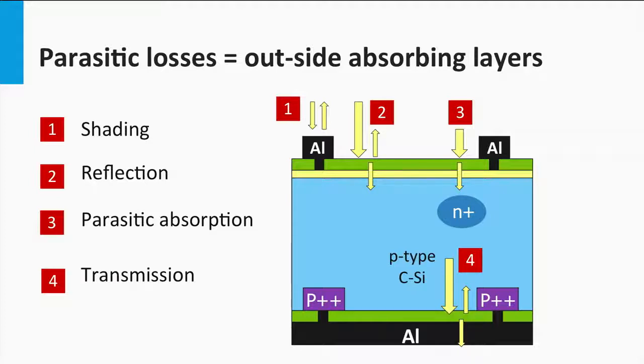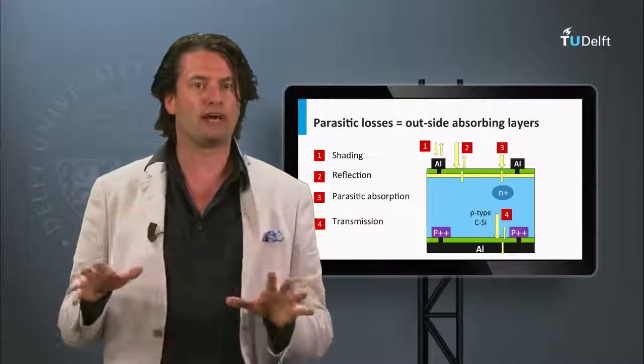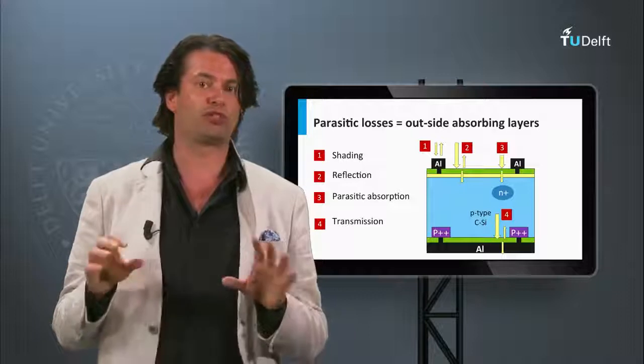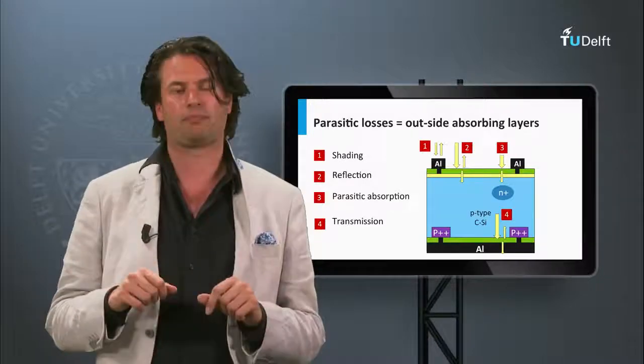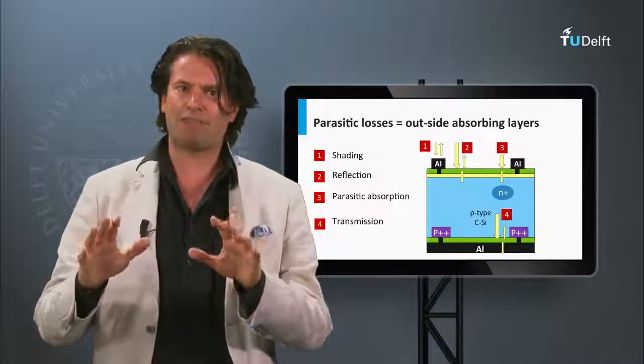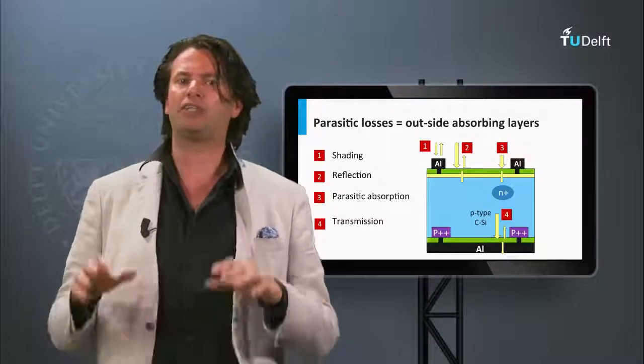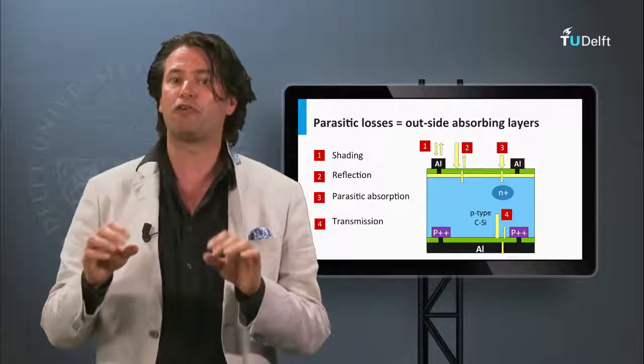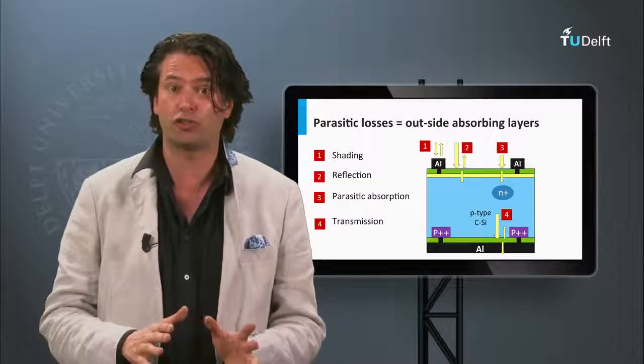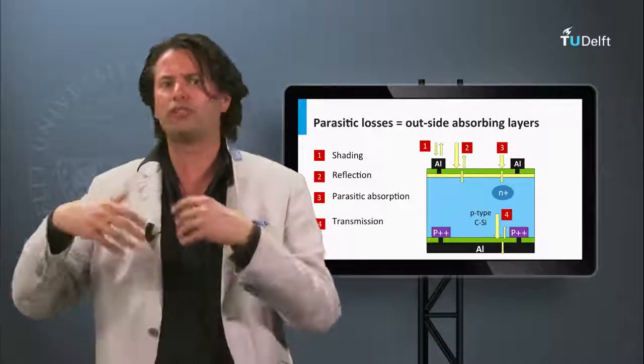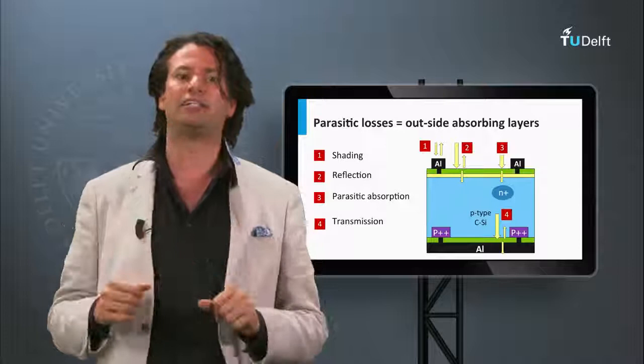Finally, if the absorber layer is not thick enough to absorb all light, part of the light will be transmitted. This loss mechanism starts to play a role for solar cells based on thin films. In the next and final block of this week, I will discuss methods to reduce the reflection at the front surface of a solar cell, and I will discuss under which conditions light might be trapped in the absorber layer.